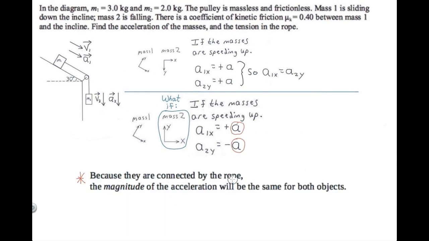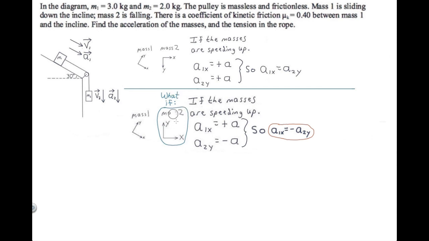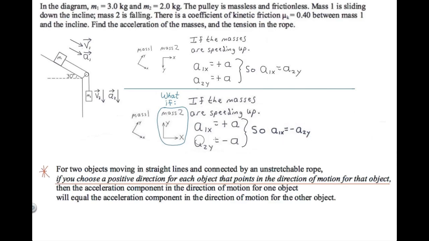Because they're connected by the rope, we can still say that the magnitude of the acceleration will be the same for both objects. So we can still represent the magnitude of the acceleration for both objects with the symbol a. So in this case, a1x does not equal a2y. Instead, the correct equation would be a1x equals negative a2y. This example confirms that this rule only works when we choose a positive direction for each object that points in the direction of motion for that object.